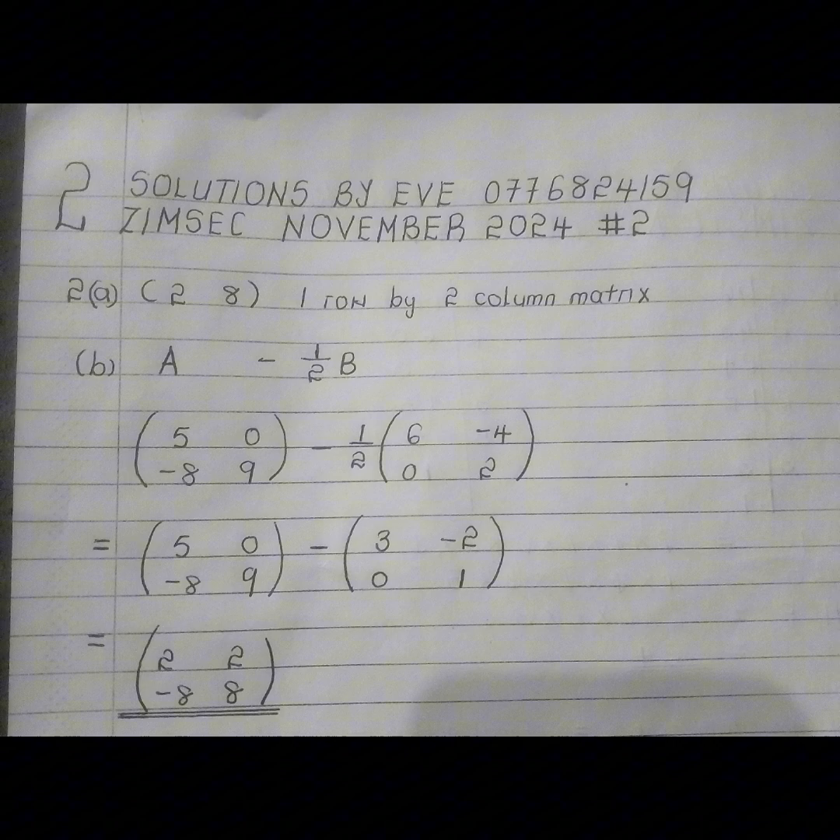And half times 2, we are going to get 1. And then after that, we say 5 minus 3, we get 2. 0 minus minus 2, we get 2. Minus 8 minus 0, we get minus 8. 9 minus 1, we get 8. So this is going to be our final answer.